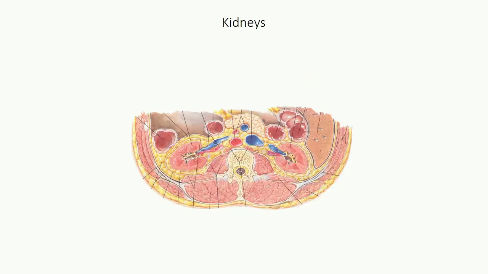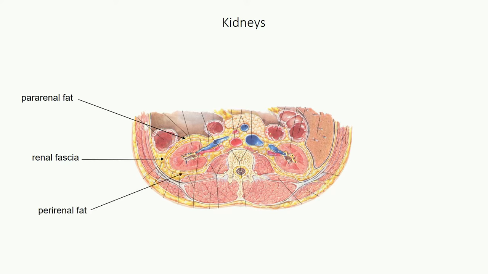So here we see their association relative to the posterior abdominal wall, and we can see that they are completely enveloped in fat. We actually have two separate layers. First of all, we have the pararenal fat on the outside, and then we have a fascial connective tissue layer known as the renal fascia. And then finally, we have the perirenal fat on the inside, as well as the internal capsule to the kidney, which is the renal capsule.